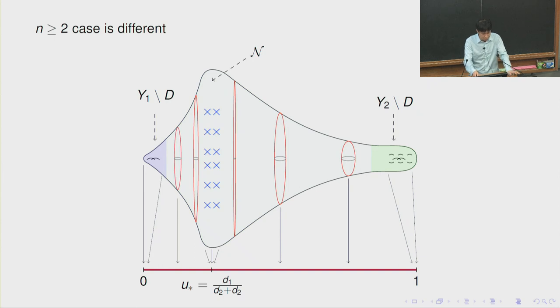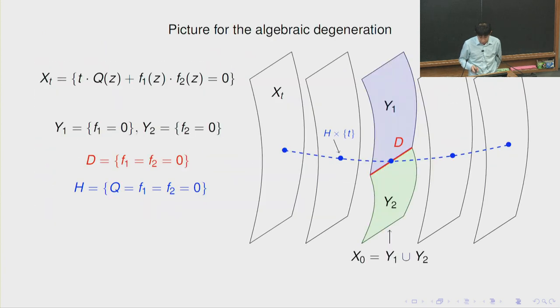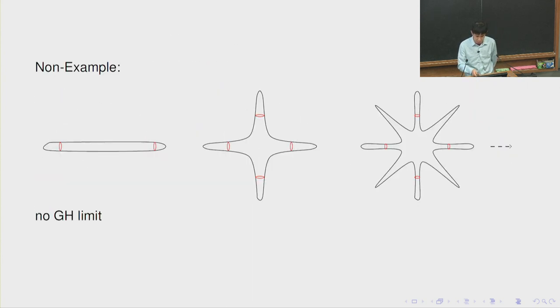And this end is more interesting. This neck region. And there are all these blue dots, blue crosses. If you remember in the beginning when I said that this is H, maybe I should review this. I should have put the picture also here. So this is a triple intersection Q and F1, F2. So this H, blue. When n equals 2, this H is just a bunch of points. So these are blue points.